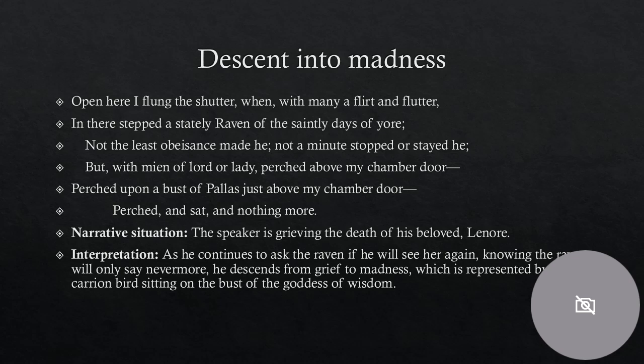But the story is the speaker is grieving the death of his beloved Lenore, and while he's grieving her death, this raven appears and starts talking. Ravens are actually one of the birds like parrots who can talk. They're just not as well known for it. So this isn't necessarily supernatural.